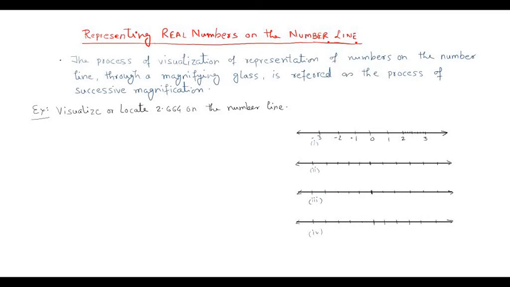Here the given number is a terminating number. We know that 2.664 will lie between 2 and 3. So suppose we divide the line between 2 and 3 into 10 equal parts and mark each point of the division as shown in figure 1. To have a clear view, we may take a magnifying glass and look at the portion between 2 and 3.